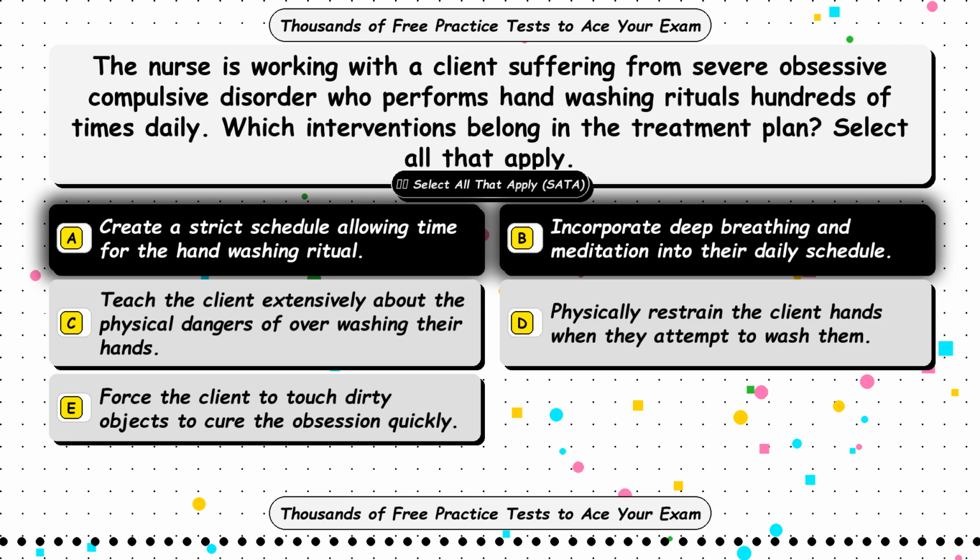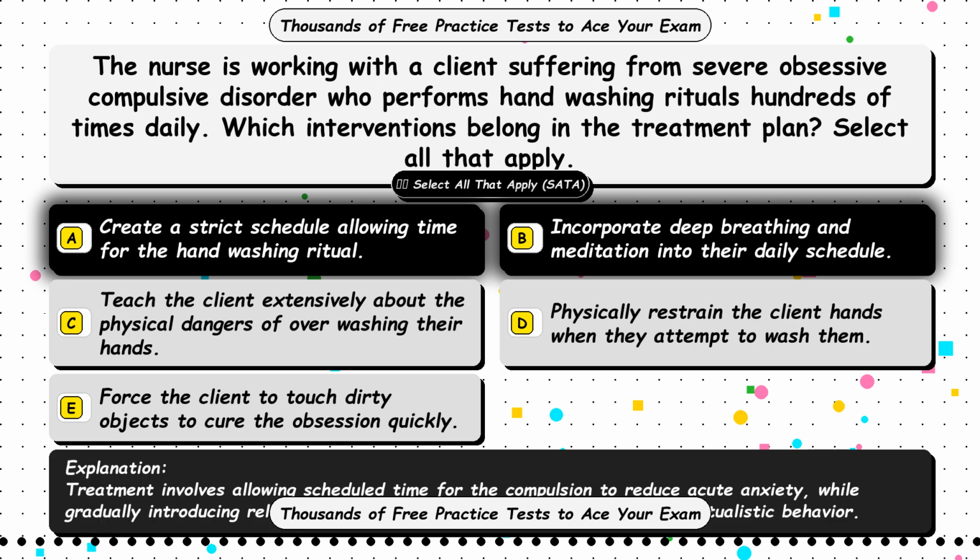The correct answers are options A and B. Create a strict schedule allowing time for the hand-washing ritual. Incorporate deep breathing and meditation into their daily schedule. Treatment involves allowing scheduled time for the compulsion to reduce acute anxiety, while gradually introducing relaxation techniques like meditation to replace the ritualistic behavior.